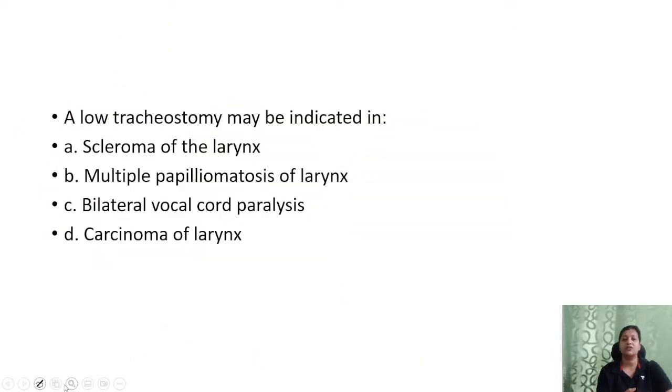A low tracheostomy may be indicated in scleroma of the larynx, multiple papillomatosis of the larynx, bilateral vocal cord paralysis, carcinoma of the larynx. So low tracheostomy may be indicated in which of these following situations? Yes, I'm waiting for your answers.